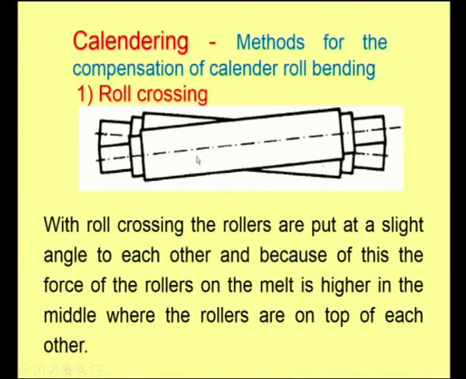First, roll crossing. In roll crossing, one roll is aligned at a particular angle with respect to the other roll. You could see the axis of this roll and the axis of this roll do not lie in the same line; rather there is a difference in the angle between these 2 axes. What happens if you have such an arrangement? With roll crossing, the rollers are put at a slight angle to each other, and because of this the force of the rollers on the melt is higher in the middle, where the rollers are on top of each other. At the edges the shearing forces are less. So, that is how we can compensate for roll bending.